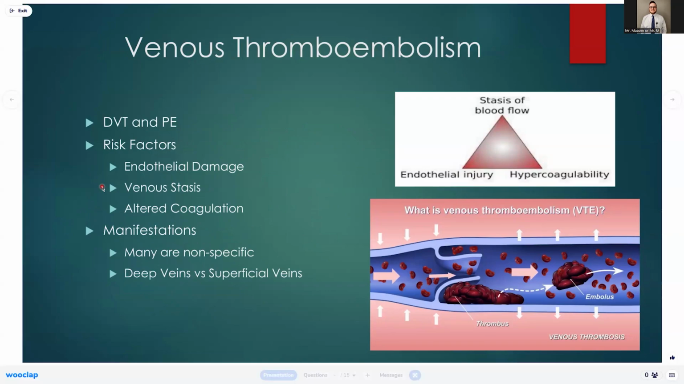On the venous side, venous thromboembolism, or VTE, is basically the more common. This is where you hear the conversation of DVT and pulmonary embolism. Basically, the risk factor here is still kind of high blood pressure, but the biggest risk factor is venous stasis. So heart failure patients, specifically right-side heart failure patients, or certain medications like birth control can make you more at risk for DVT development.